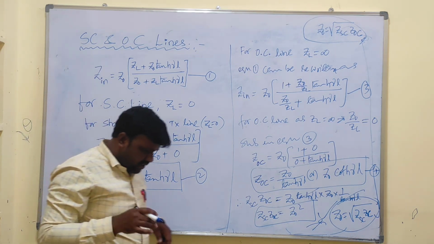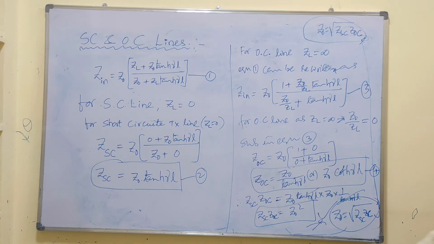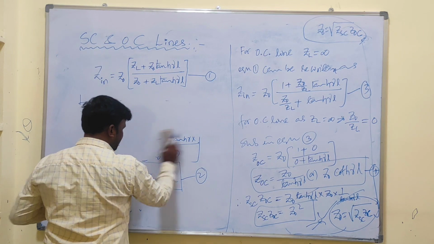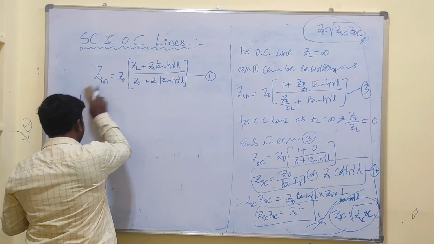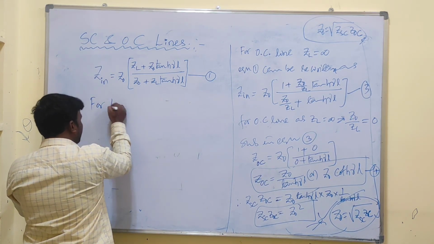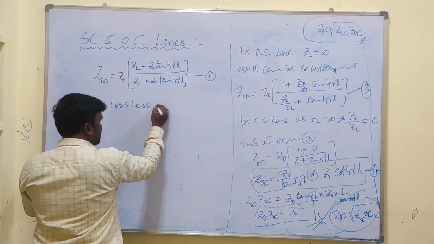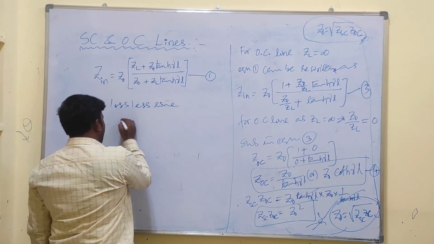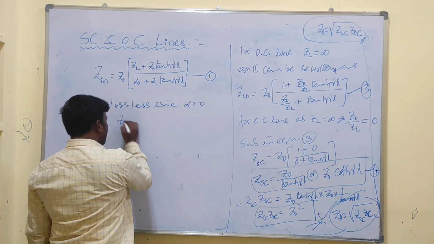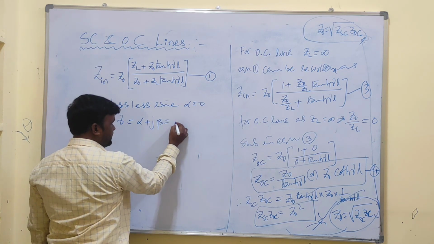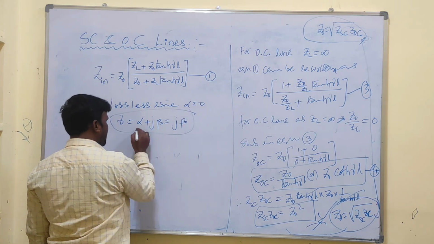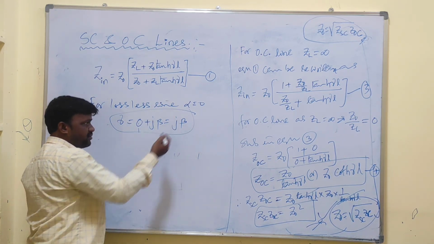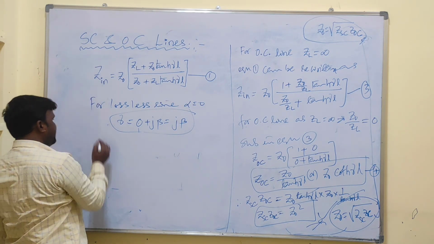Okay, here I will tell one important equation for ZIN in the case of the lossless line. For a lossless line, alpha equal to 0. Then gamma equals alpha plus j beta, that is j beta for the lossless line, since alpha value is 0. That is gamma equal to 0 plus j beta, that is j beta.